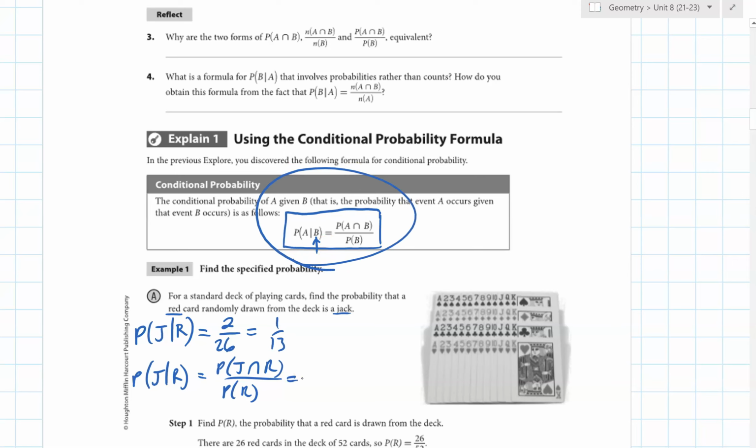The probability of getting a jack that is also red: there are 2 out of the 52 cards in the deck. The probability of getting a red card: there are 26 red cards out of the deck of 52. If we write that as 2 over 52 times the reciprocal, 52 over 26, the 52s cancel, and we get 2 over 26, which is also 1/13. So we get the same answer in both cases. The probability of jack given red is 1/13.